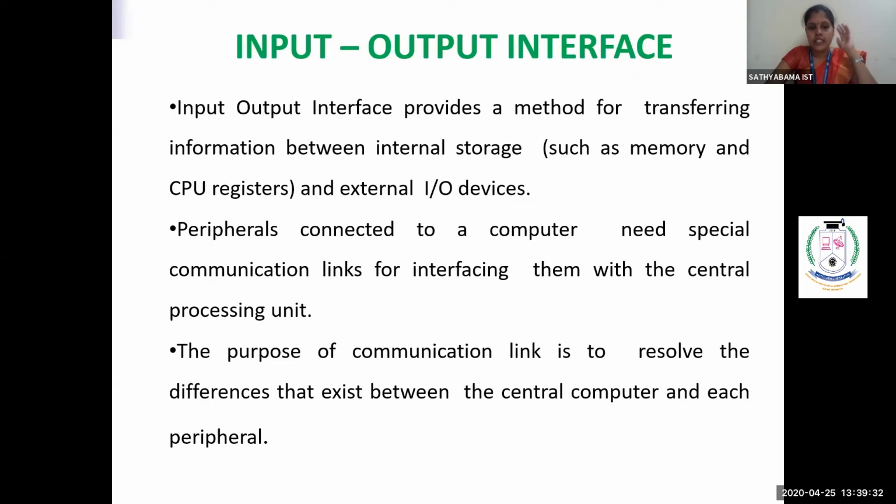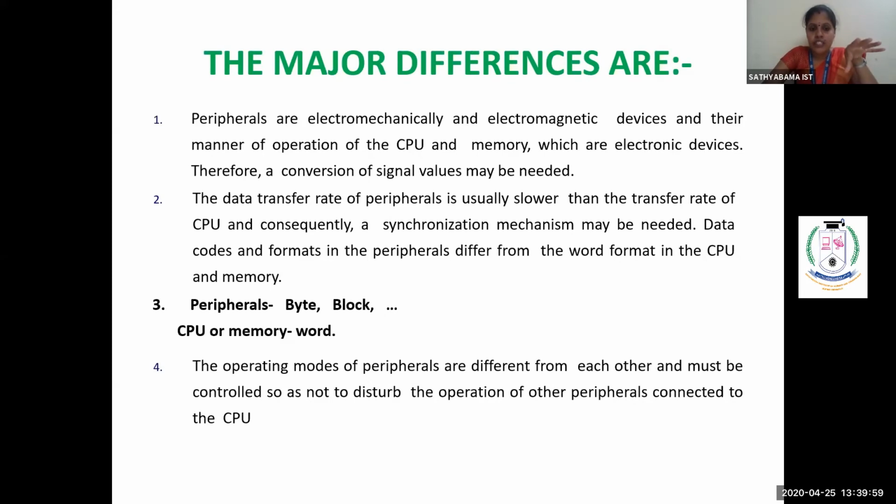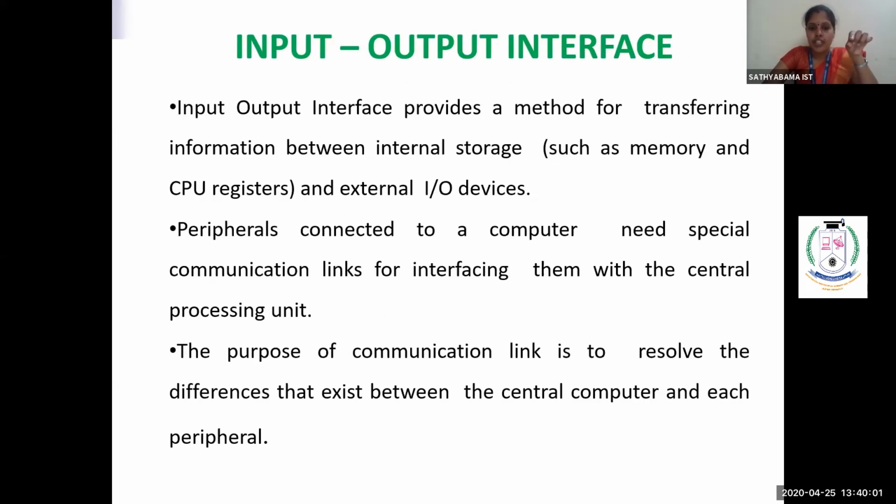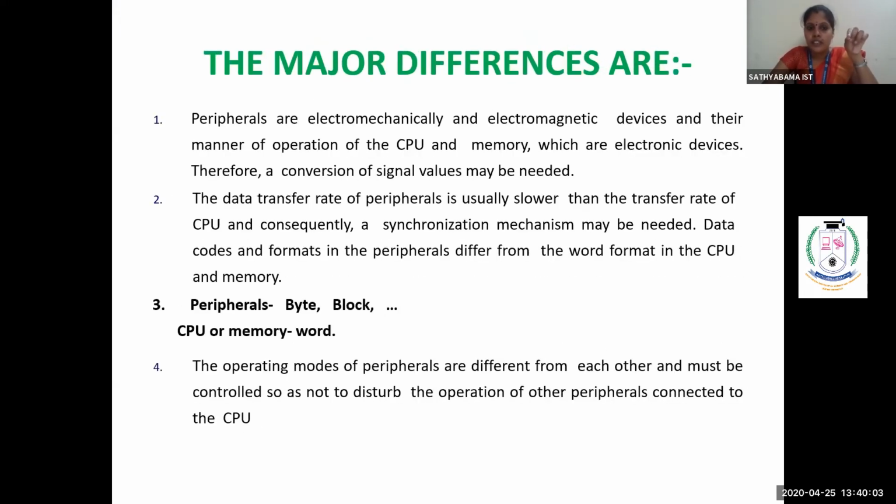Suppose we take a peripheral and the CPU. Peripherals to CPU, we are not able to transfer the data directly. We need communication links for interfacing them. Why do we need the communication links here? To resolve the major differences. Now we'll see what all those differences are.